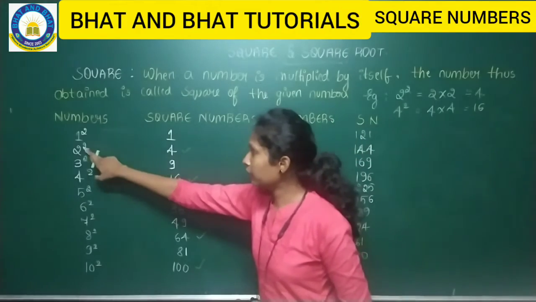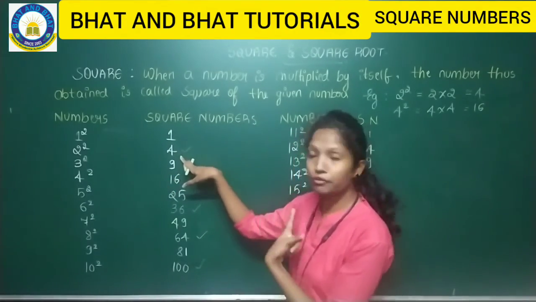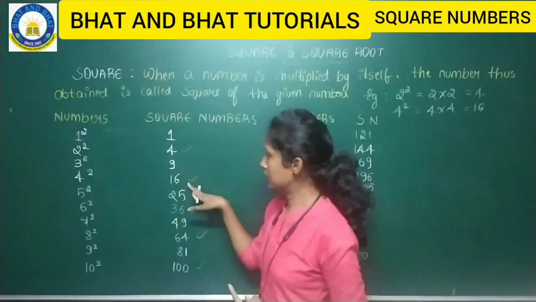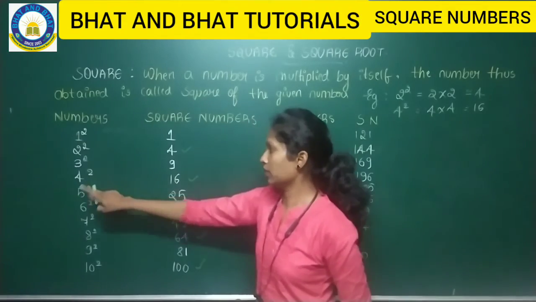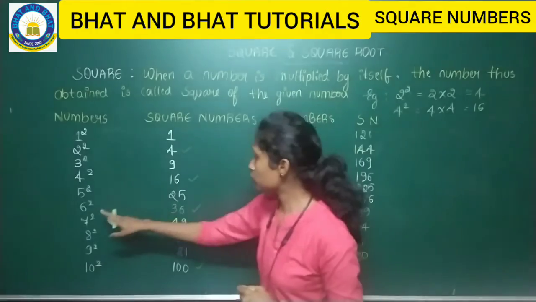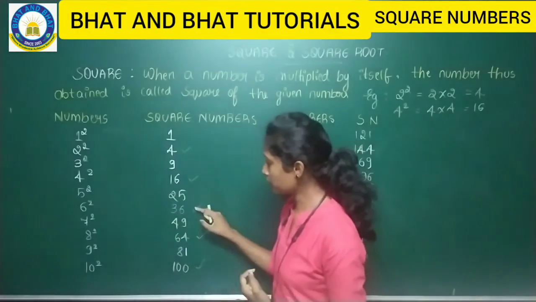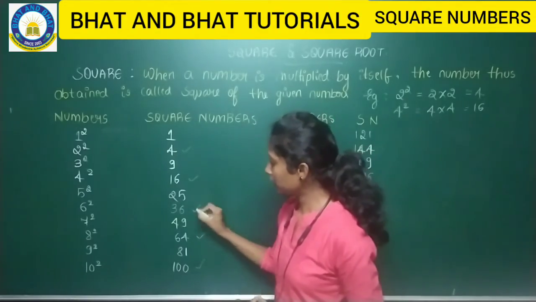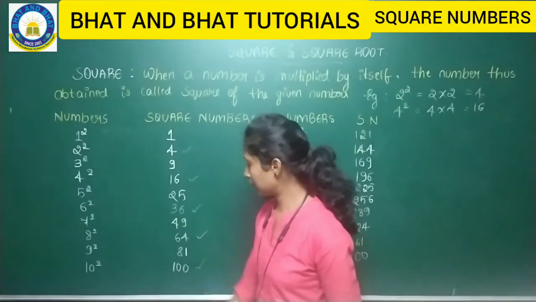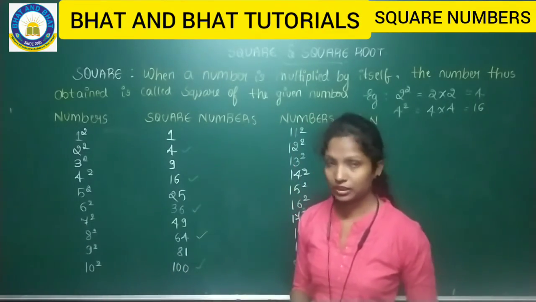See here, the square of this even number is always even. 4 is also an even number, right? And here 4 4s are 16. Since 4 is an even number, the square of the even number is always even. So 6 6s are 36. The square of the even number is always even. And in the same way, 8 is also an even number, and 10 is also an even number. 64 and 100 are also even numbers.